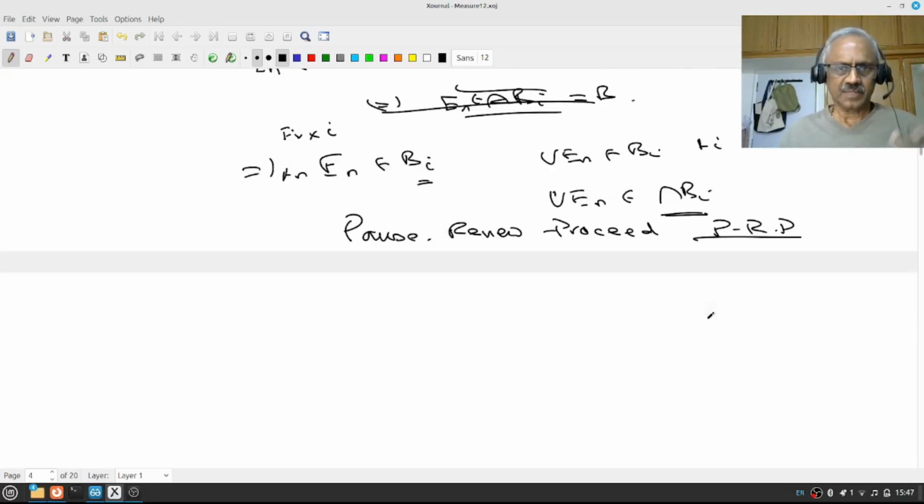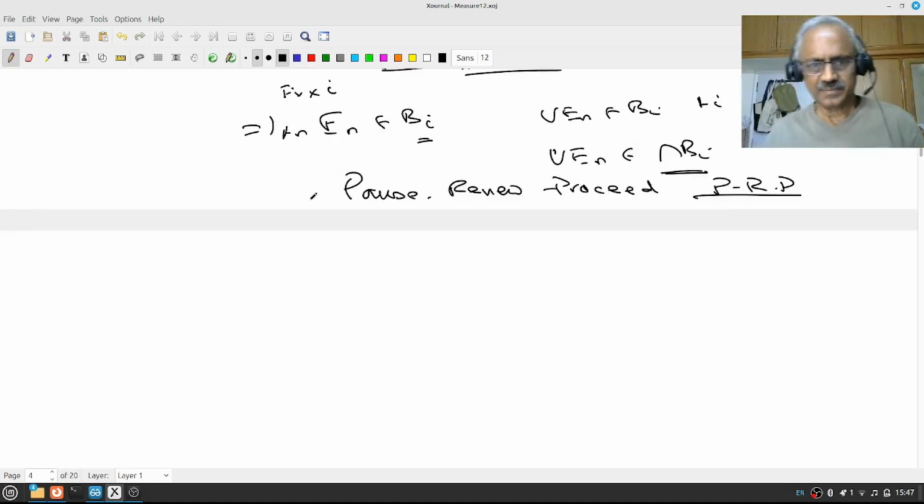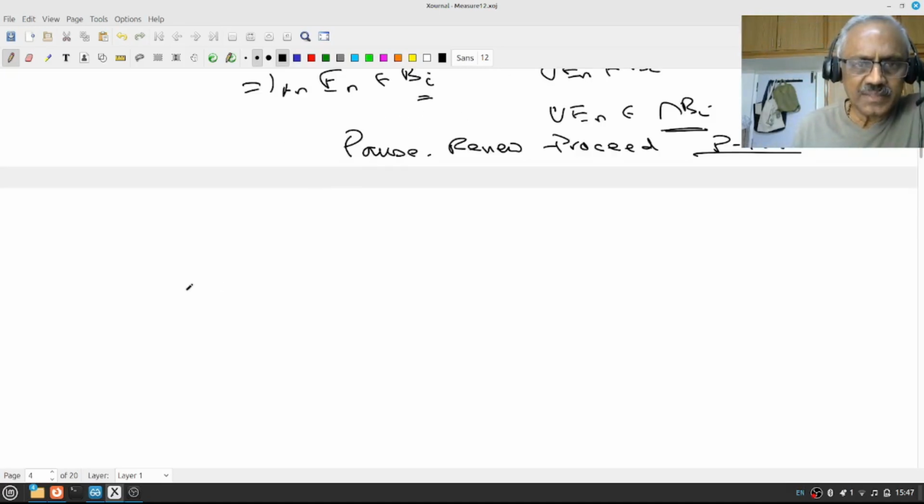Okay. This I would have left as an exercise, but you could see the third one, I have to be a little alert. I'm sure you would have got it properly. Right. Now, what is the advantage of this?